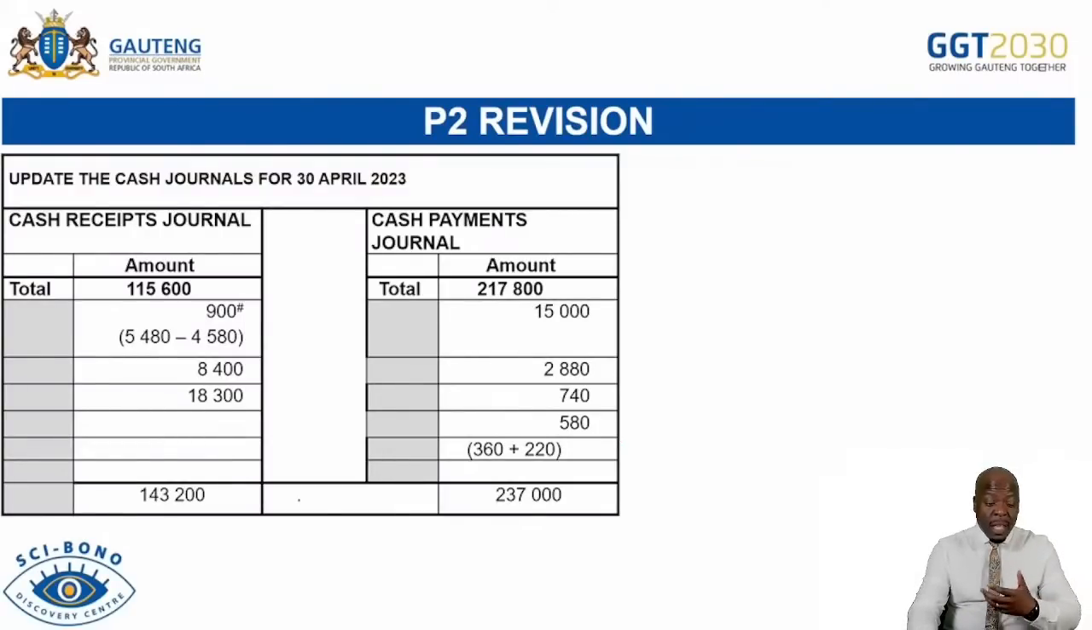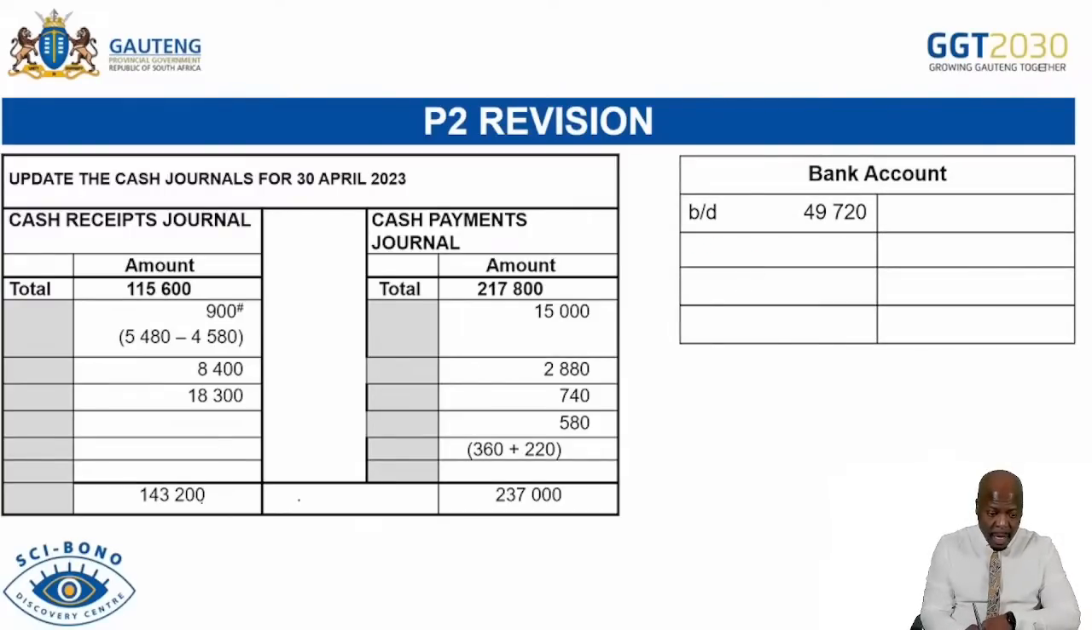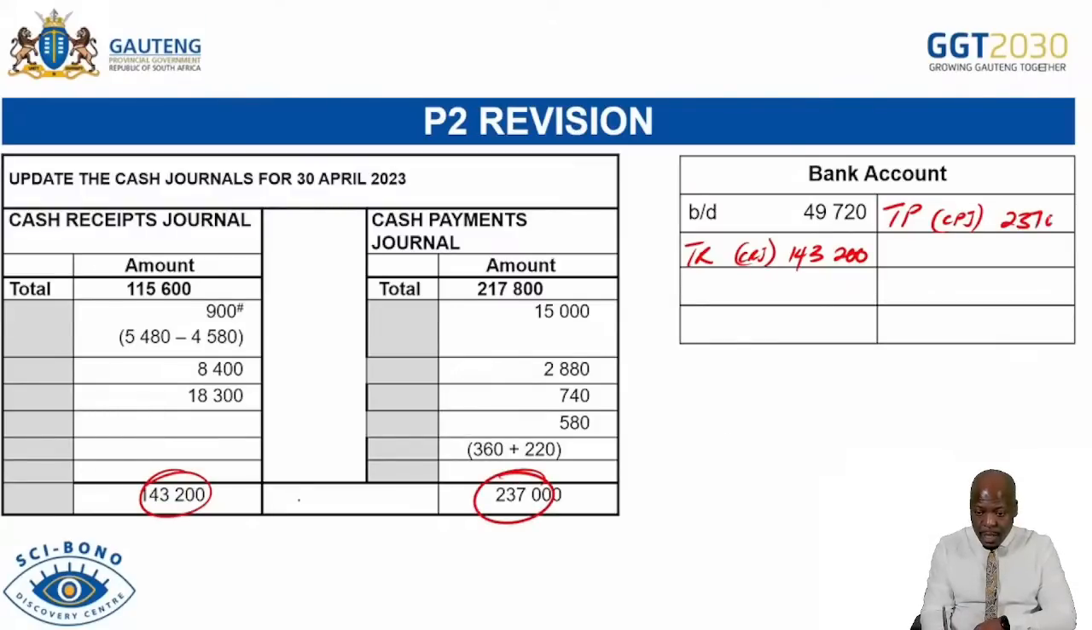So remember, this is now the updated journals, and then we can take the amount. So here we're going to take our total receipts. I'm just going to say total receipts here. That is 143,200. And here I'm going to bring my total payments. That is CPJ. Here is CRJ. Very, very key. And I bring my CPJ, which is 237,000. Okay. So once we have done that, we now need to look for the side with the highest amount.